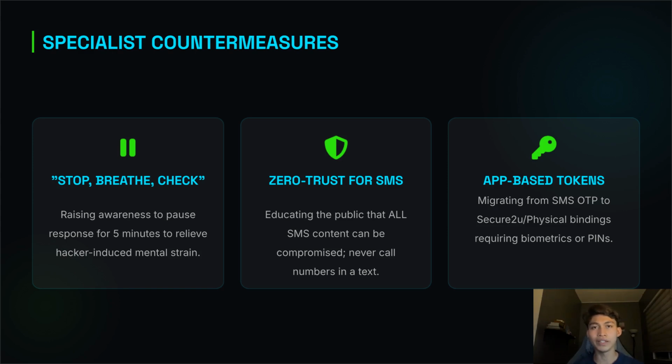Third, we must completely phase out SMS-based OTPs, one-time passwords. SMS text is inherently clear text and easily intercepted or read aloud by a compromised user. Financial institutions must migrate entirely to secure device-bound application tokens such as Secure2u by Maybank, which require explicit biometric validation or a secure hardware-called PIN to execute the transactions.